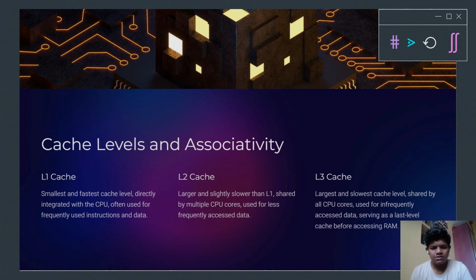Cache levels and associativity. L1 cache. It is the smallest and fastest cache level directly integrated with the CPU, often used for frequently used instructions and data. Then L2 cache. It is larger and slightly slower than the L1, shared by multiple CPU cores, used for less frequently accessed data. Then L3 cache. It is the largest and slowest cache level shared by all CPU cores, used for infrequently accessed data, serving as a last level cache before accessing RAM.